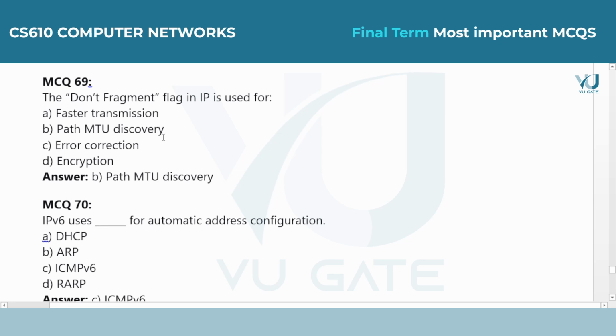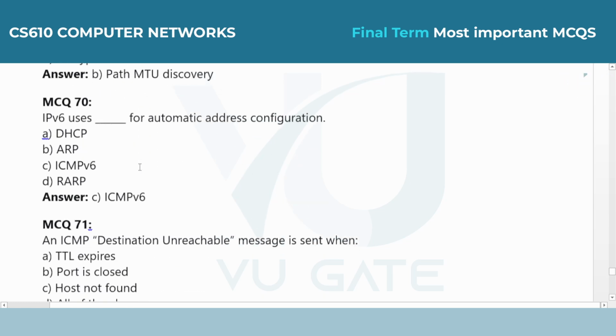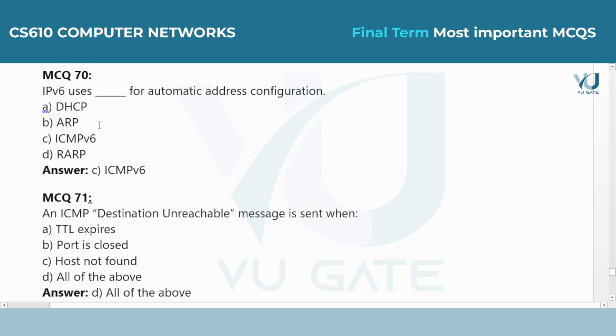MCQ 69. The don't fragment flag in IP is used for? Answer: B. Path MTU discovery. Concept: by setting this flag, a sender can find the smallest pipe in the path without actually breaking the packet apart. MCQ 70. What does IPv6 use for automatic address configuration? Answer: C. ICMPv6. Concept: unlike IPv4, which relies heavily on DHCP, IPv6 can use neighbor discovery through ICMPv6 to set up its own address.